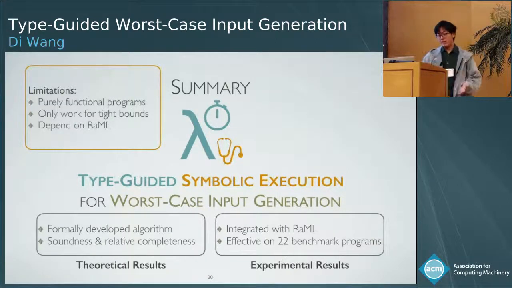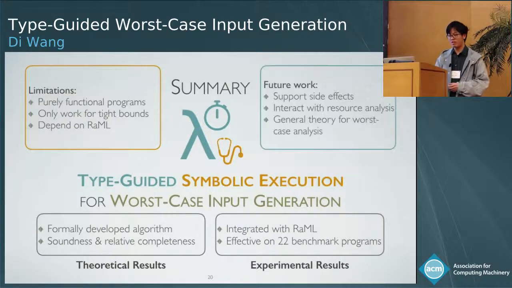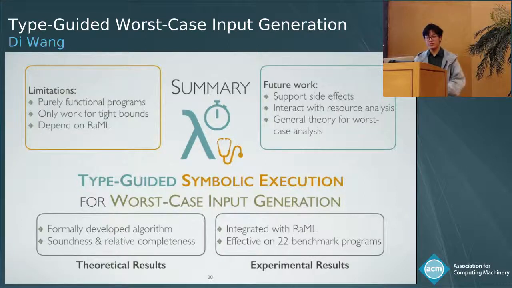It has some limitations. It only works for purely functional programs, only works for tight bounds, and it's highly dependent on resource-aware ML. So in the future, we hope to improve our algorithm to support more features, and more generally, we want to develop a theory for worst-case analysis.